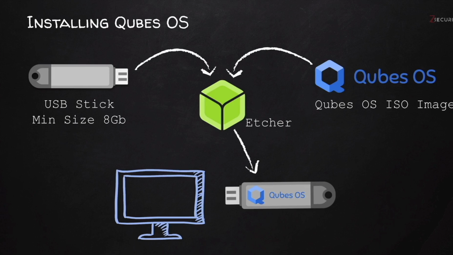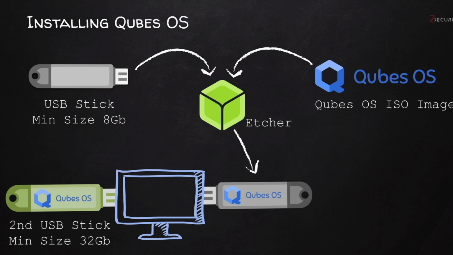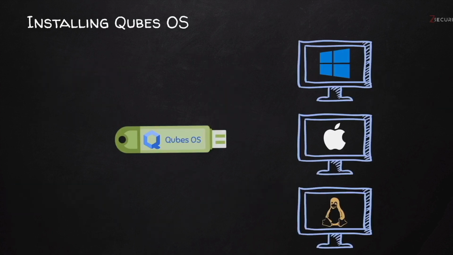Now that we flashed the Qubes image to a USB stick, we can connect this USB stick to a computer and install Qubes as a main operating system on that computer, or we can use another USB stick, flash Qubes to it, and then use Qubes as a live operating system using this second USB stick. So we'll be able to connect it to any computer we want, regardless of what operating system it runs, and then we'll be able to use Qubes. And when we're done, the computer that we used will be back to using its default operating system.